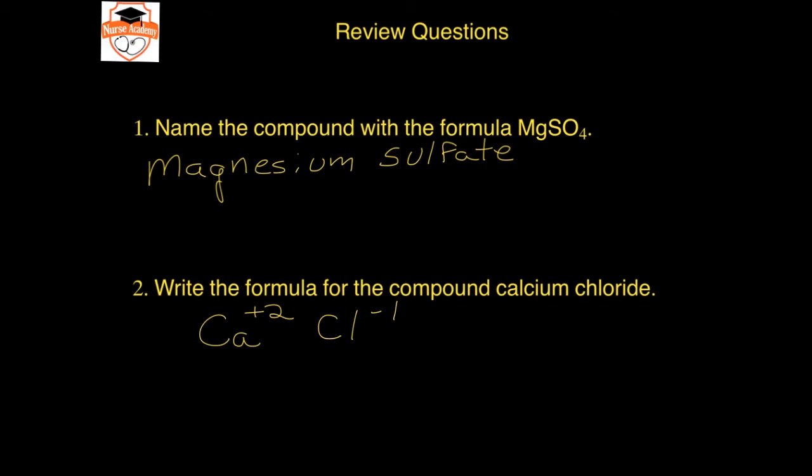So in order for their charges to add up to 0, I'm going to have 1 times +2 plus x times -1 is going to equal 0. My x is going to have to be a 2. So CaCl2 would be my formula for this.